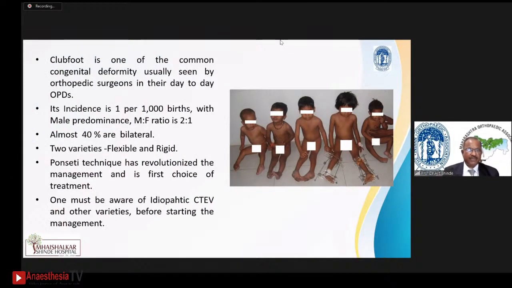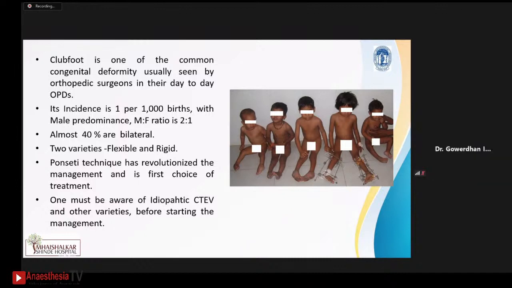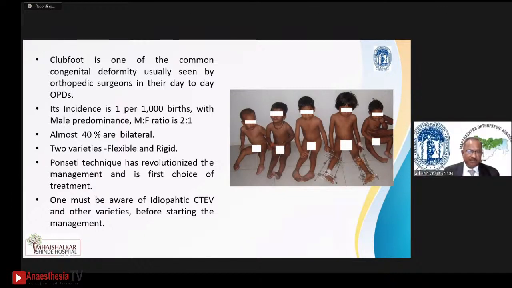Clubfoot is one of the common congenital deformities usually seen by orthopedic surgeons in their day-to-day OPDs. The incidence is 1 per 1,000 births with a male predominance ratio of 2:1. Almost 40% are bilateral. There are two varieties, flexible and rigid. Ponseti technique has revolutionized the management of fresh cases and is the first choice of treatment. One must be aware of idiopathic CTV and other varieties before starting the management.